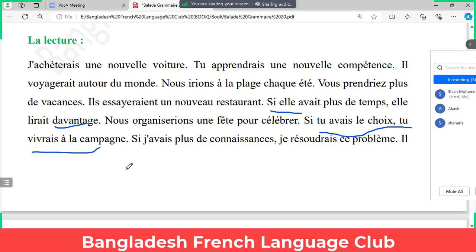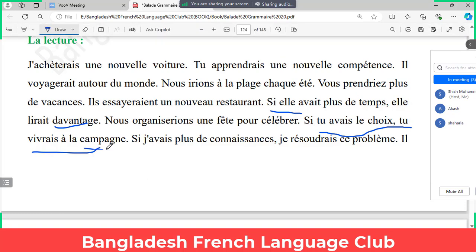Vivre, vivre à la campagne. Right. So if you had the choice, le choix, you would live. Vivre means to live, right? So you would live à la campagne. Campagne means countryside. So you would live in the countryside.